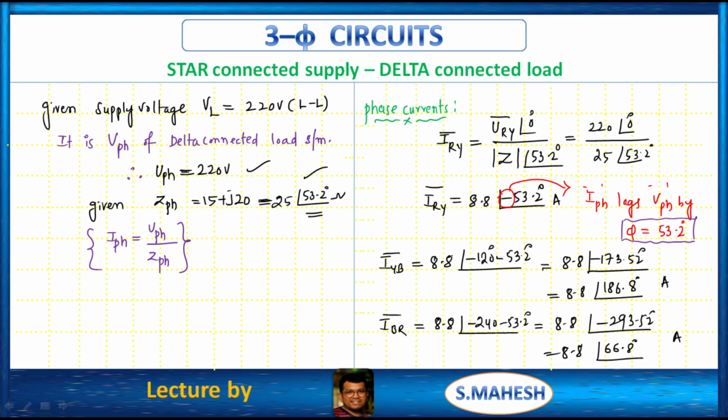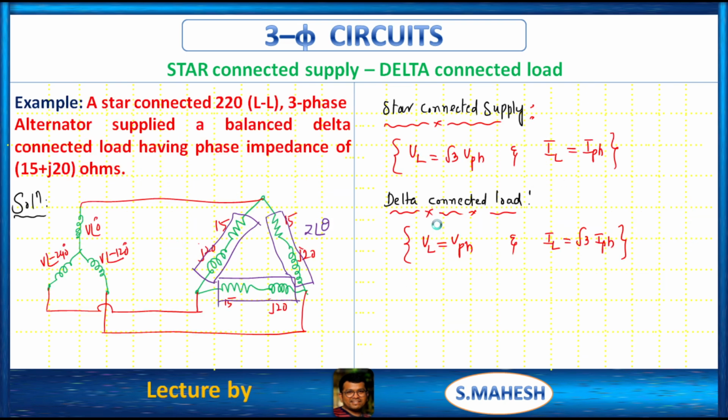Okay, these are the phase currents. We all know that. See, we have phase currents, right? These phase currents in the delta connected load should be equal to the line currents as well as the phase currents in the star connected supply.